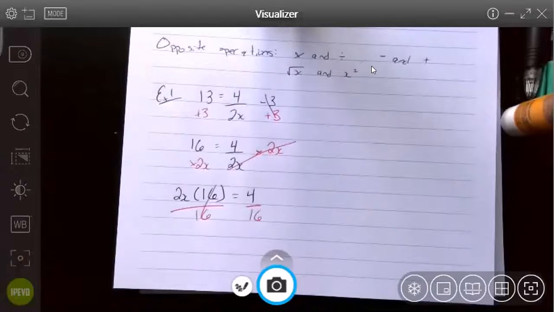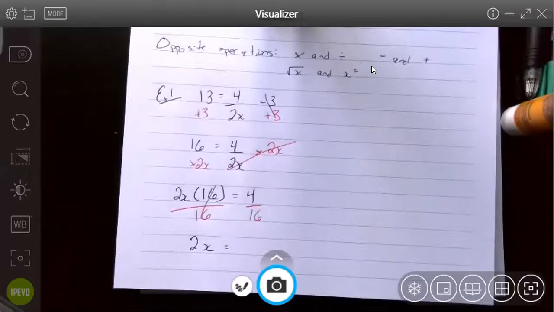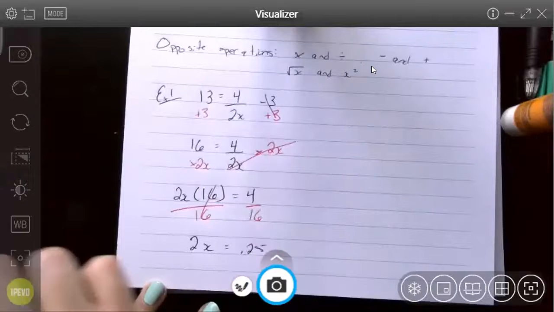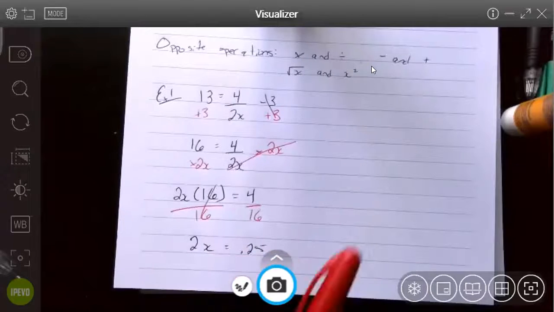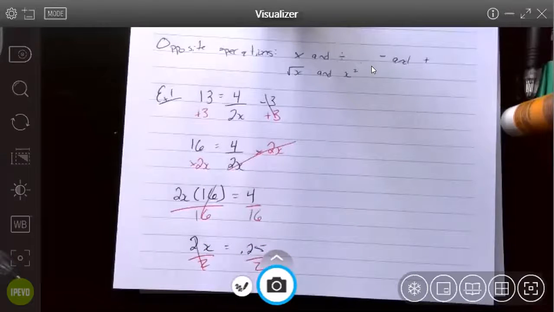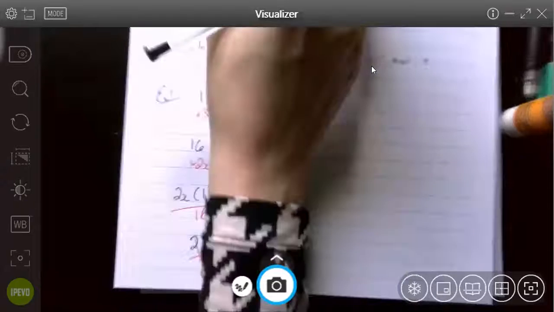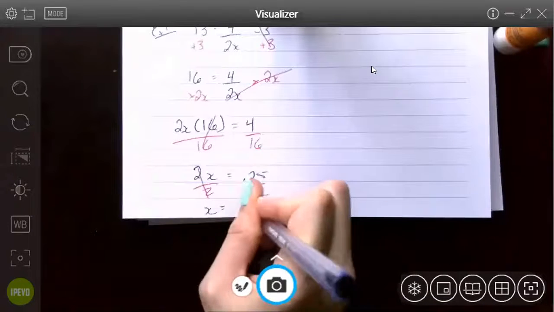So I'm going to divide by the 16 to move it to the other side. That leaves me with 2x equals 1/4 or 0.25. And then to move the 2 away from the x, I, of course, divide by 2, which leaves me with a final value of x equals 0.125.